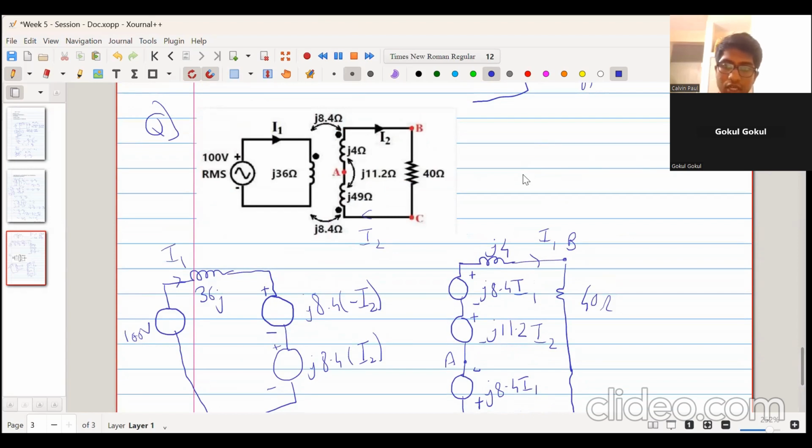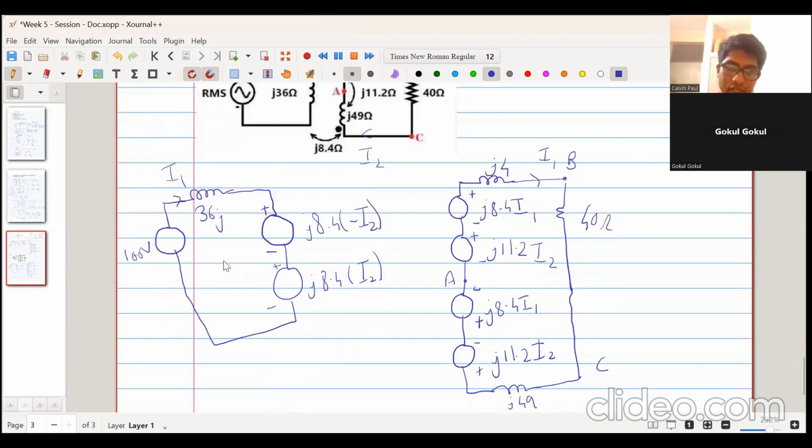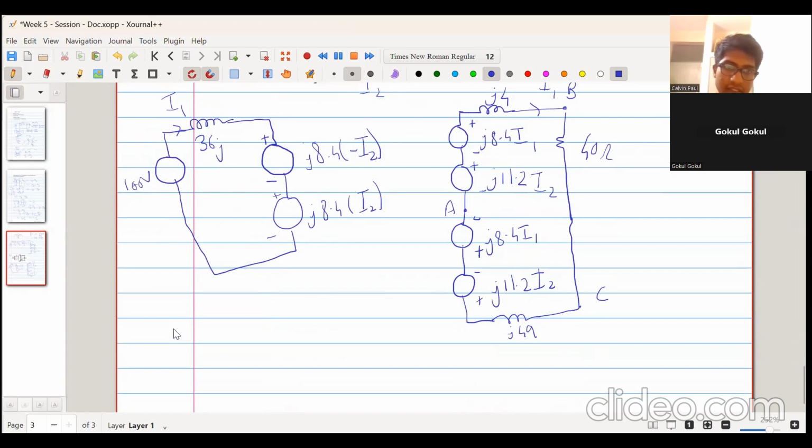Alright. So now when we apply KVL over here, this voltage source and this voltage source cancel out each other, because this is minus J8.4 I2, this is plus J8.4 I2. So the effective KVL is 100 minus 36J into I1 is equal to 0. That's why I1 is equal to 100 upon 36J. So can you calculate and tell how much is that?